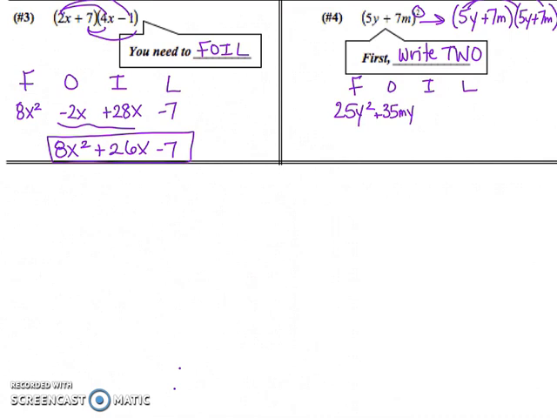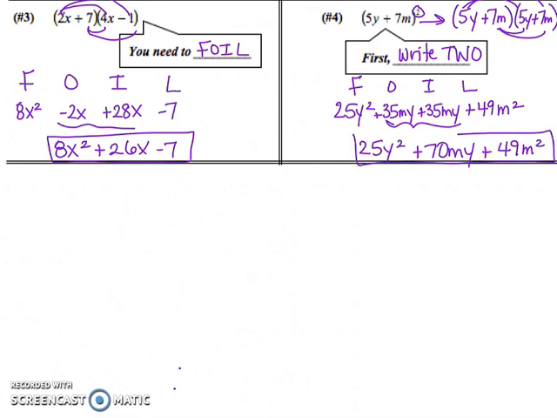My inners, it's going to be 7m times 5y again. So that's going to be another 35my. And then finally my last, 7m times 7m, is going to give me 49m squared. Now, combine like terms. We have 25y squared plus 70my plus 49m squared. And there's our final answer.